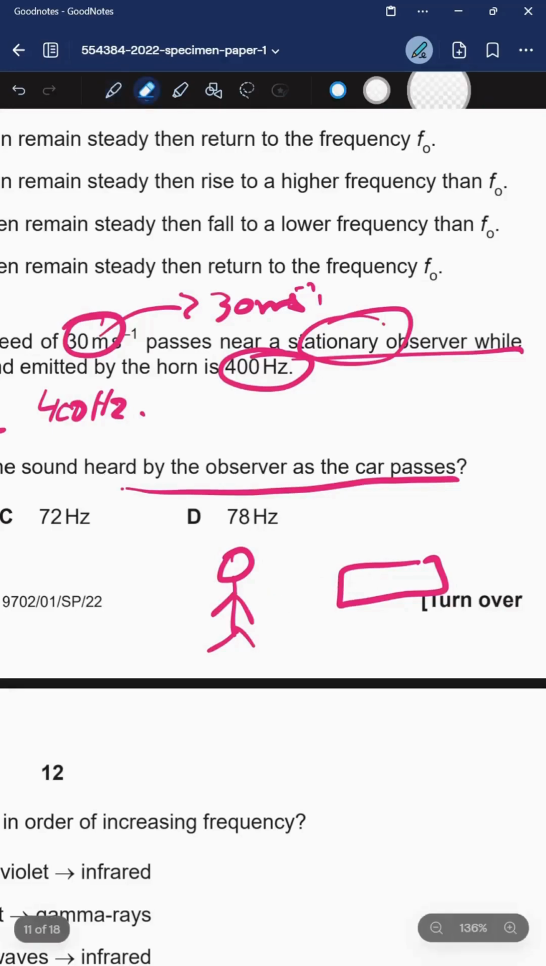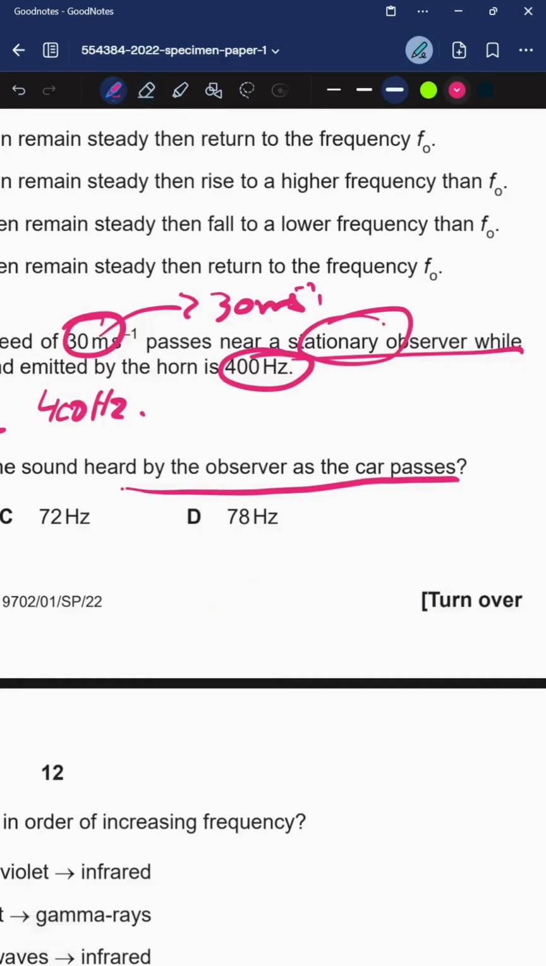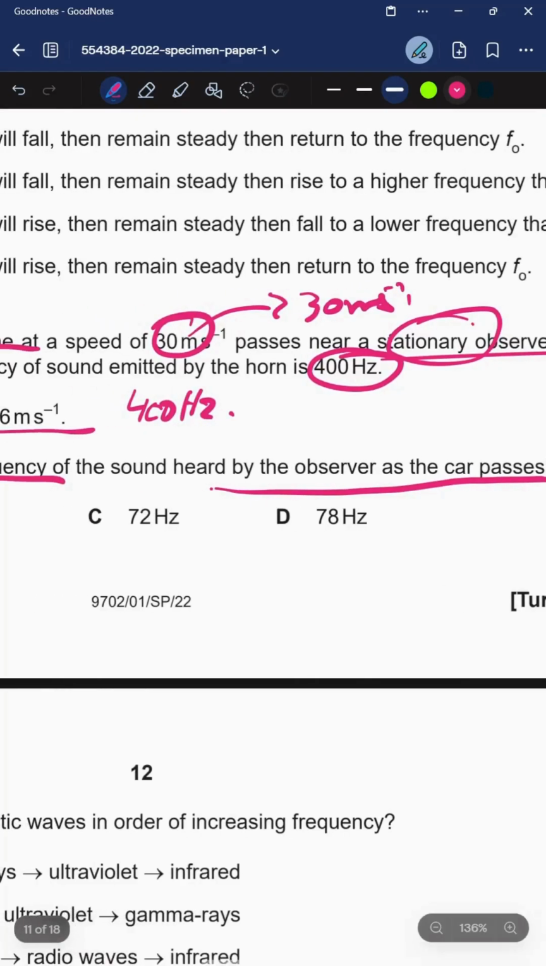The second case would be if the car is going away from the observer. Then the frequency will be lower than 400 hertz. But here we first need to figure out the frequency observed by the observer, and then we need to figure out the overall change in the frequency.